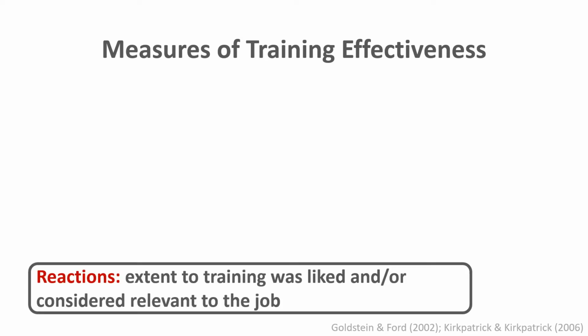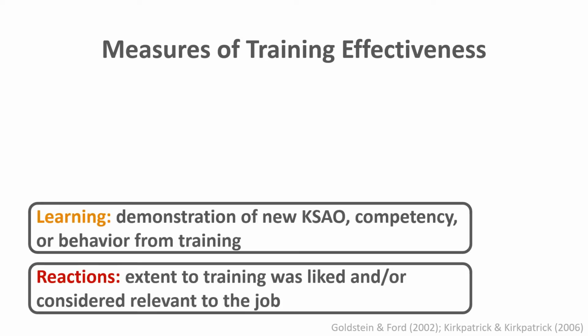Now, if we consider another type of measure of training effectiveness, we move on to perhaps a better indicator of training effectiveness, which is learning. And so what do we mean by a learning measure in this context? Well, we mean any kind of measure that has a demonstration of whatever the new KSAO competency or behavior from training is, and a person's proficiency level in that new KSAO competency or behavior.